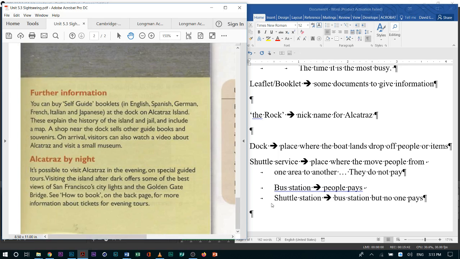Further information. You can buy self-guided booklets in English, Spanish, German, French, Italian, Japanese at the dock on Alcatraz Island. These explain the history of the island and jail and include a map. A shop near the dock sells other guidebooks and souvenirs. On arrival, visitors can also watch a video about Alcatraz and visit a small museum.